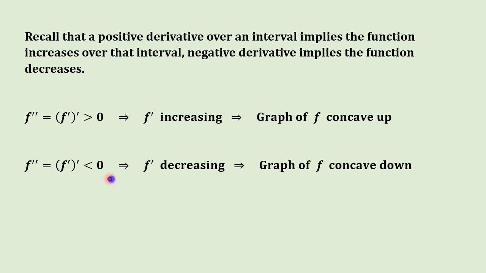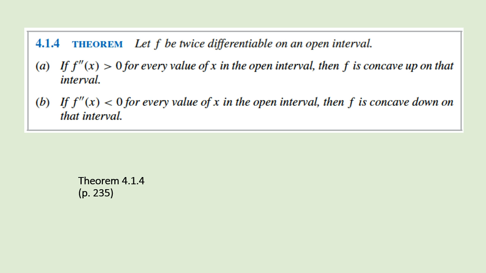Likewise, if the second derivative is negative, that means the derivative of the first derivative is negative, which means the first derivative itself is decreasing, in which case the function f is concave down. This is the statement in the textbook. If the second derivative is positive over an open interval, then the function's graph is concave up. It's bent upwards. If the second derivative is negative over a given interval, then the function's concave down. The graph is bent downwards.